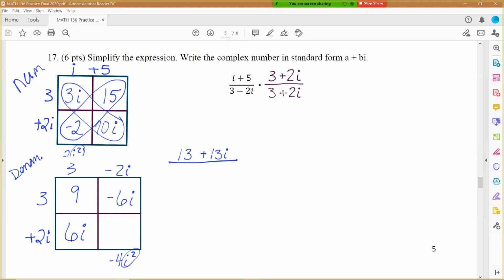Keep in mind, you're never allowed to give me anything with i squared in it, so you're going to take i squared out, replace it with negative 1. Negative 1 times negative 4 is positive 4. When I go to combine like terms here, I have 9 plus 4, which is 13. When I go to combine my i's on this diagonal, I have negative 6i and positive 6i. When I add those together, they cancel each other out.